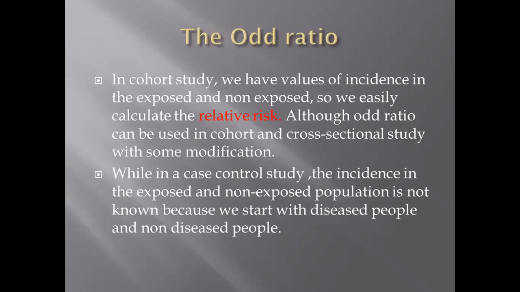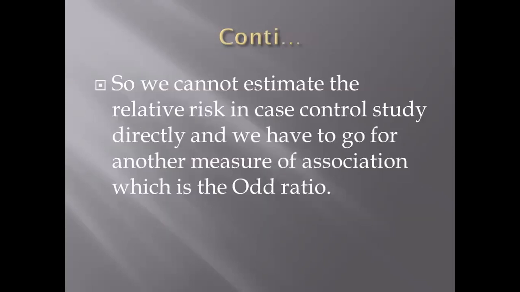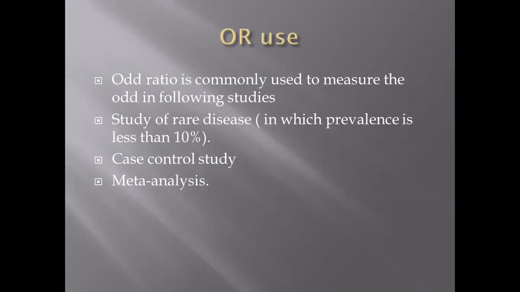In a cohort study, we have values of incidence in exposed and non-exposed, so we can easily calculate the relative risk. Although odds ratio can be used in cohort and cross-sectional studies with some modification, in a case control study the incidence in the exposed and non-exposed population is not known, because we start with the diseased people and non-diseased people. So we cannot estimate the relative risk in a case control study directly. So we will have to go for another measure of association, which is the odds ratio.